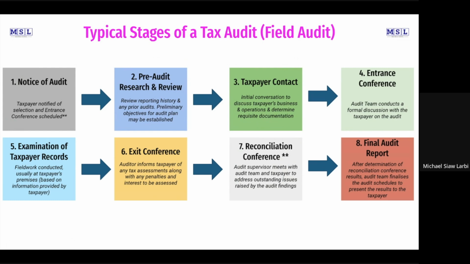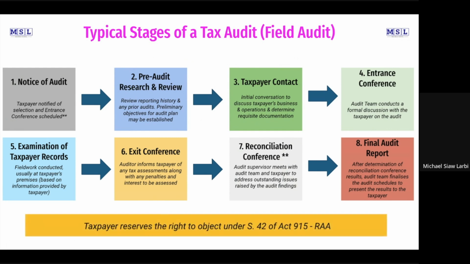So here we determine whatever will happen at the reconciliation conference, and the audit team will finalize the report, get it to go through the entire review process. Then you get an assessment issued to you as a tax auditor. In all this, don't forget the taxpayer reserves the right to object under Section 42 of Act 915, which is the Revenue Administration Act.